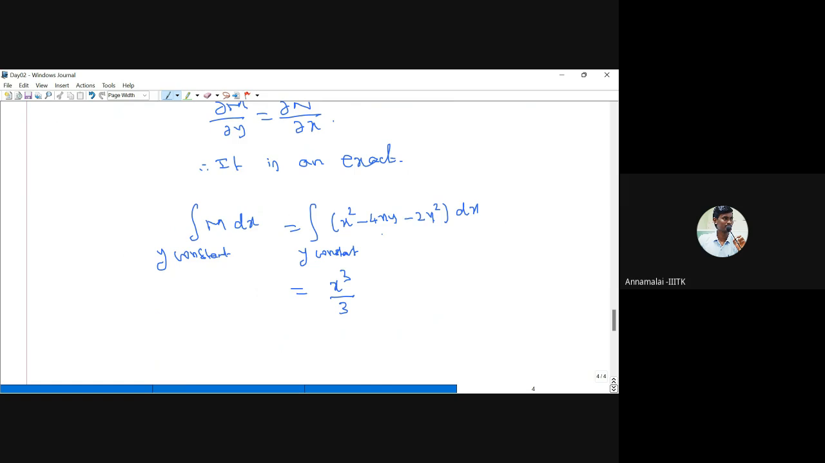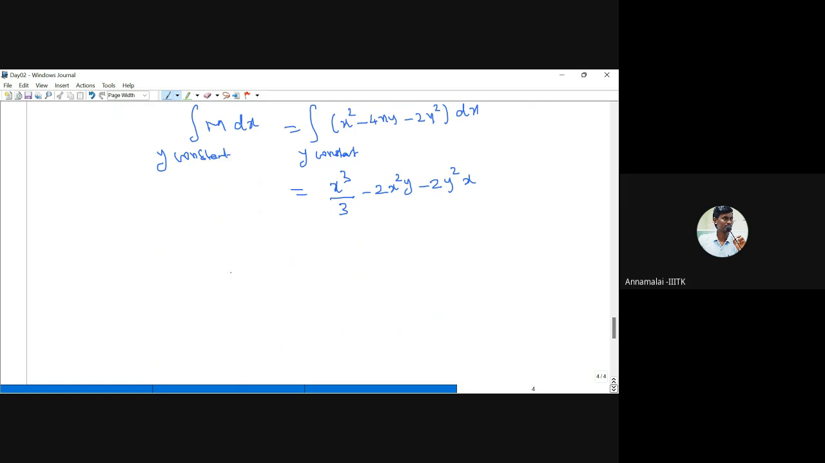We get x square by 2 to cancel. We get a minus 2x square y. Now integration of y square, since 2y square is a constant, we can take it outside. Integration of dx is x. So this is the integration of M with respect to x, and treat y as a constant.